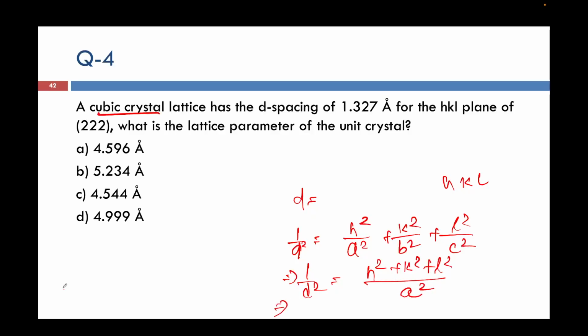So you can write a square is equal to, and what is it asking? The lattice parameter. A square by h square plus k square plus l square is equal to d square, right? From here you can calculate a square, the lattice parameter value. Okay.